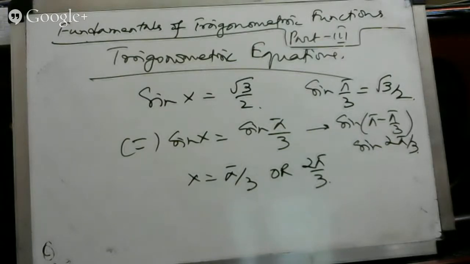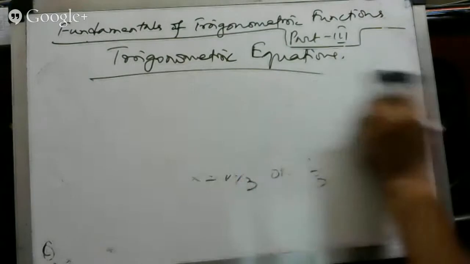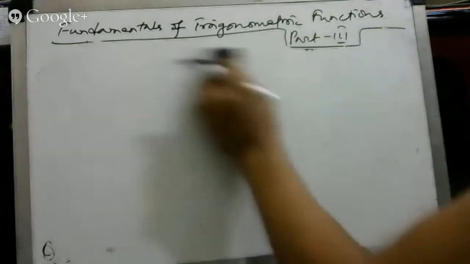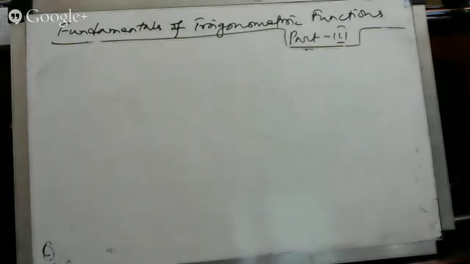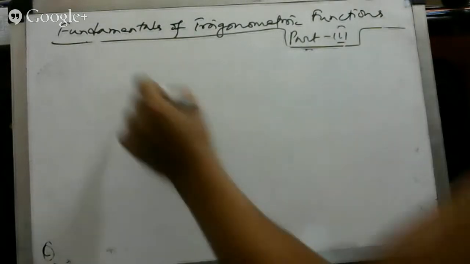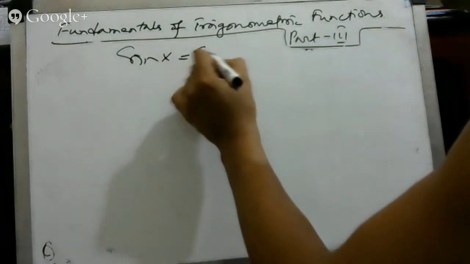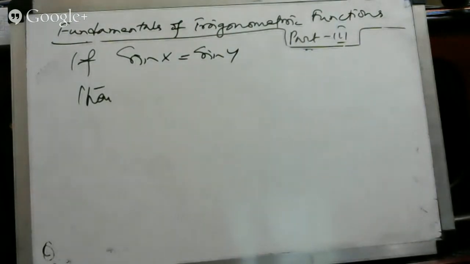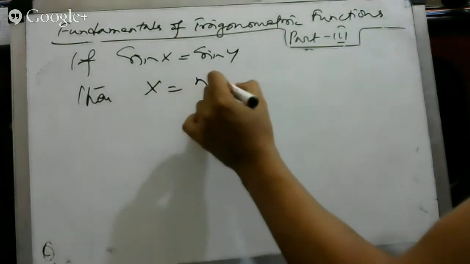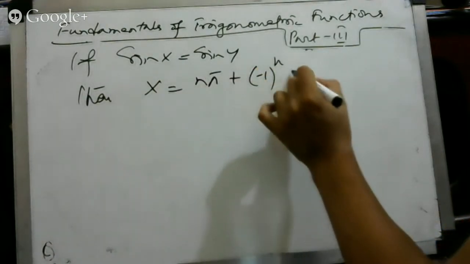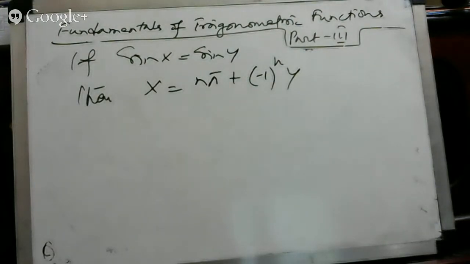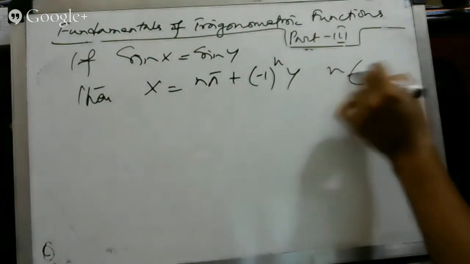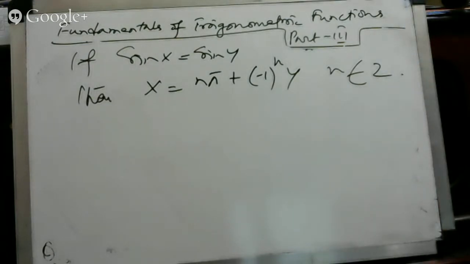Now there are some theorems here in trigonometric equations. The first theorem says if sine x is equal to sine y, then x is equal to n pi plus (minus 1) to the power of n times y, where n belongs to Z. So how to prove that?